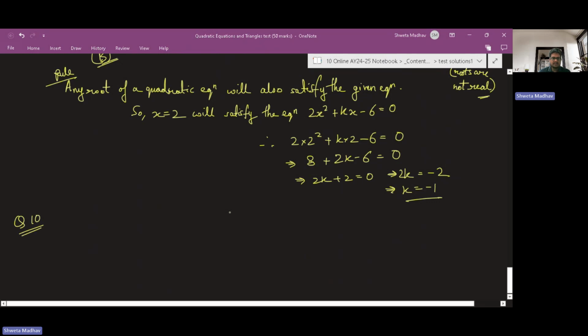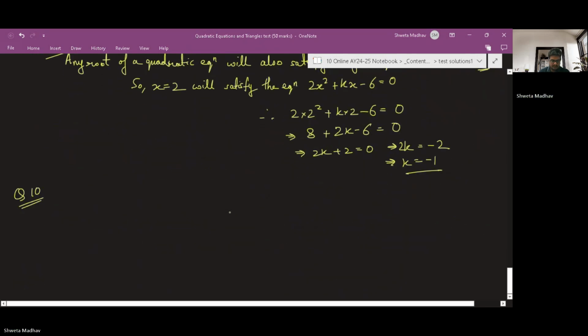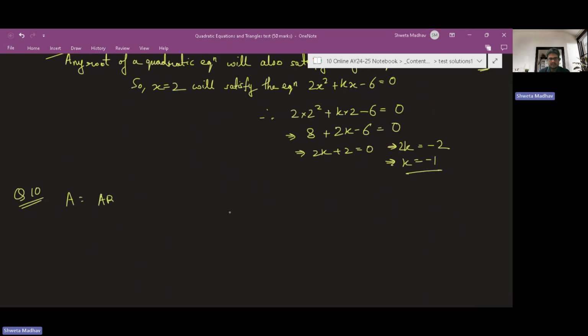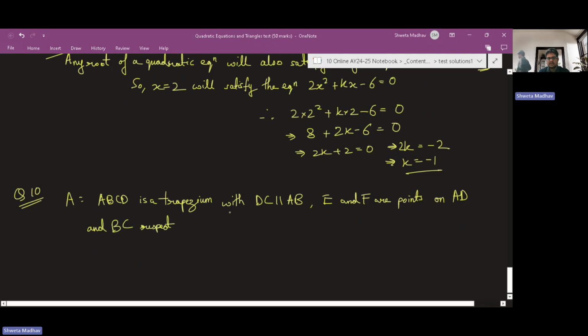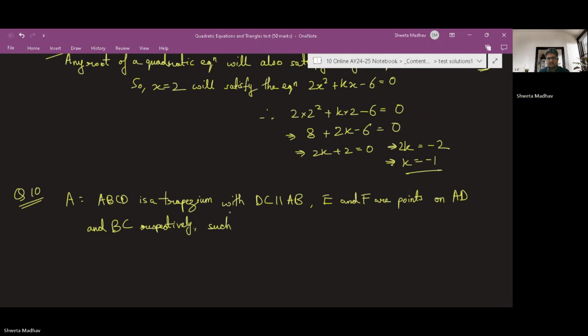And in question number 10 it has been told that the assertion is given that ABCD is a trapezium with DC parallel to AB, and E and F are points on AD and BC respectively, so that EF is parallel to AB. Then AE by ED is equal to BF by FC.